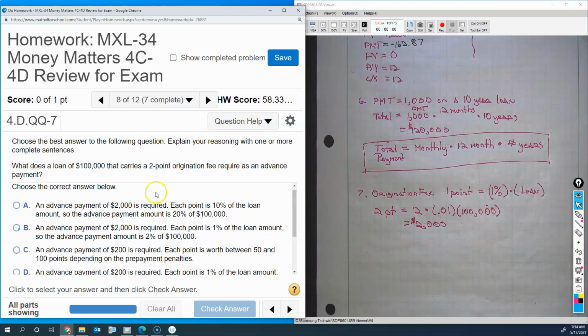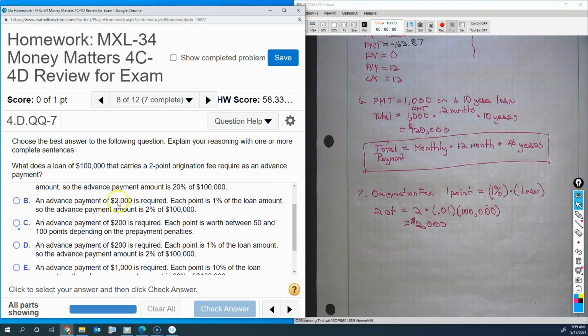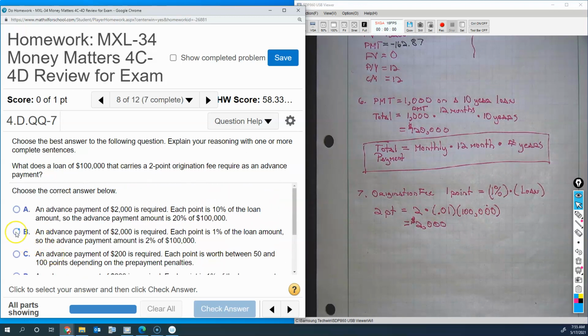An advance payment of $2,000 is required. Each point is 10%, that's incorrect. Each point is 1% of the loan, so the advance payment is 2% of 100,000. That's correct. $200, that's wrong. So in this case, your points would be B.